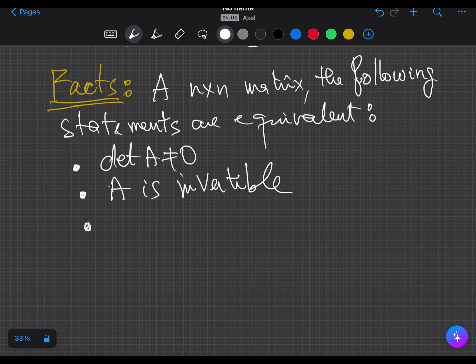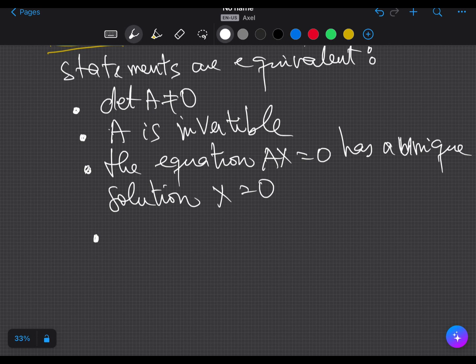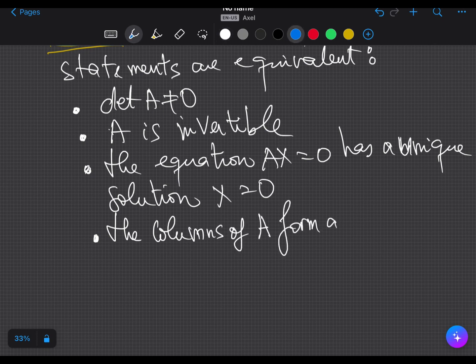Also, the equation Ax equals 0 has a unique solution, x equals 0, and the columns of A form a linearly independent set of vectors.